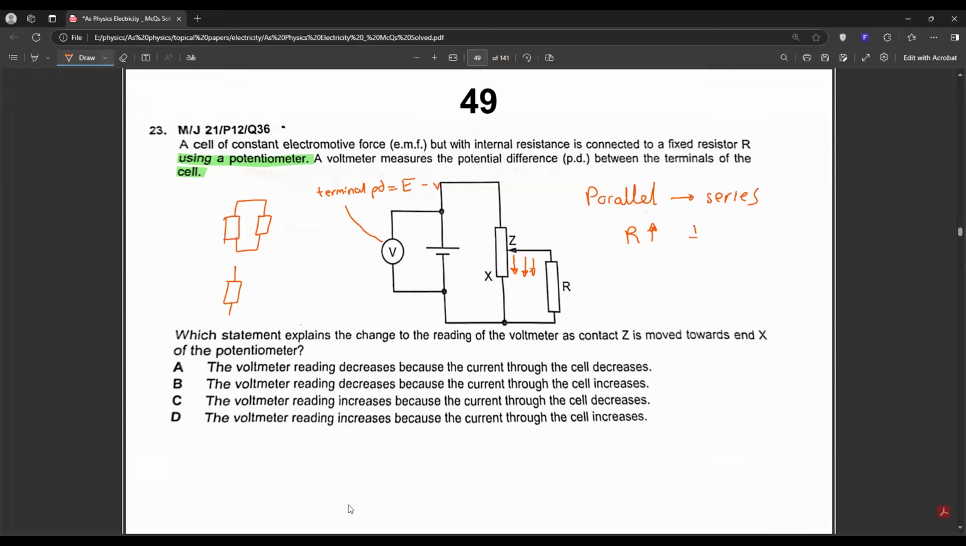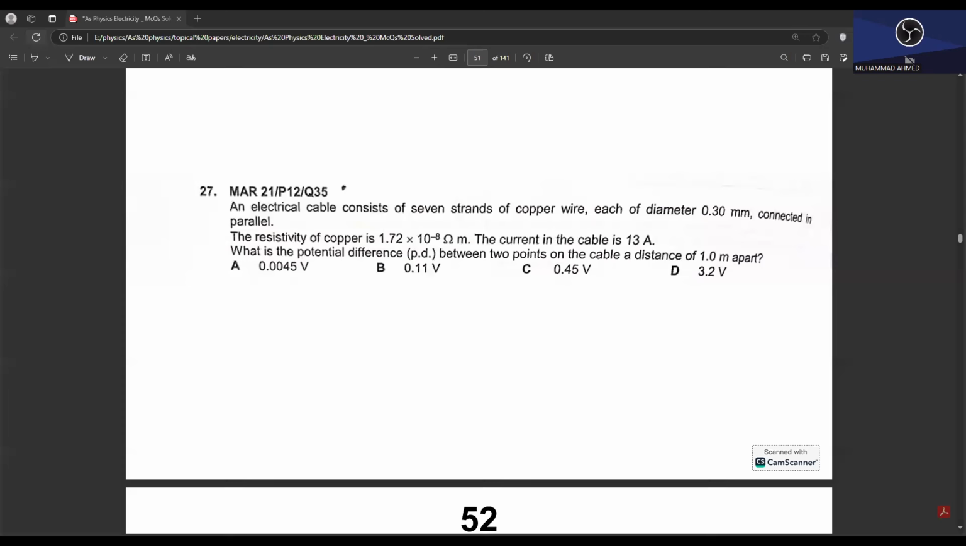As your resistance increases, your current decreases. As your current decreases, the voltage across the internal resistance, Ir, decreases. As the voltage across the internal resistance decreases, EMF remains the same, so the terminal potential difference, or the reading on the voltmeter, increases. C is your probable option, because the current decreases and the voltmeter reading increases. Simple as that.